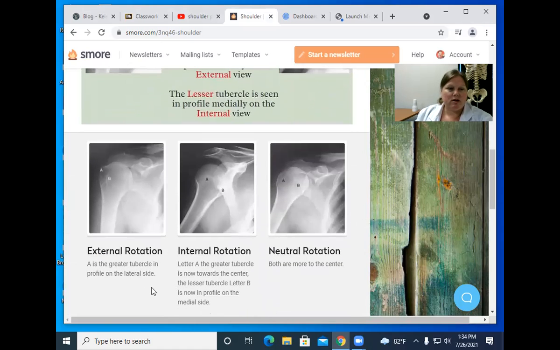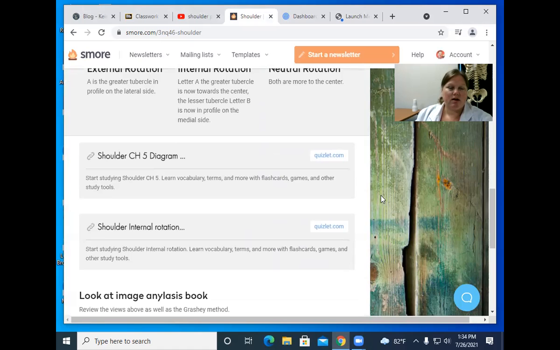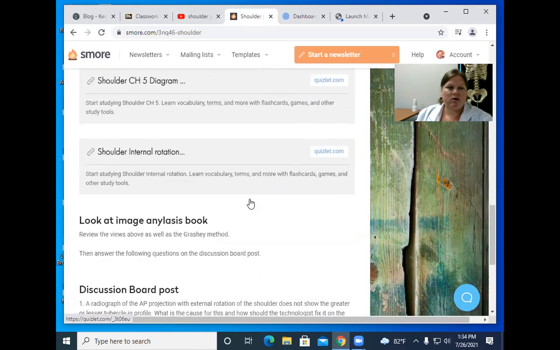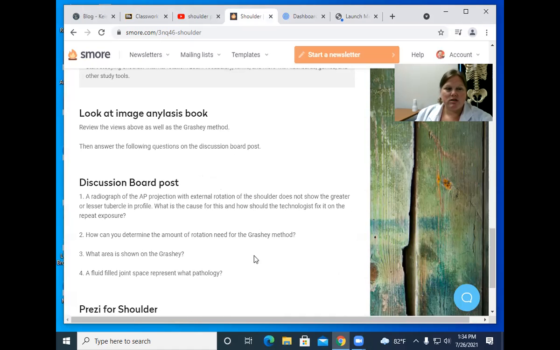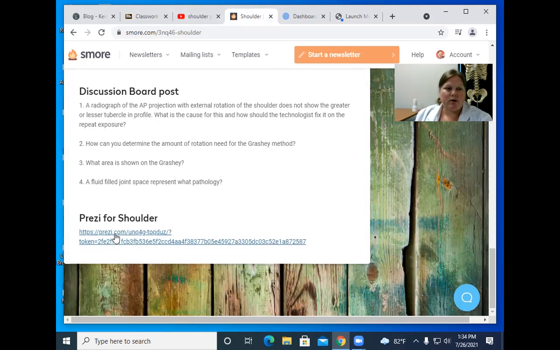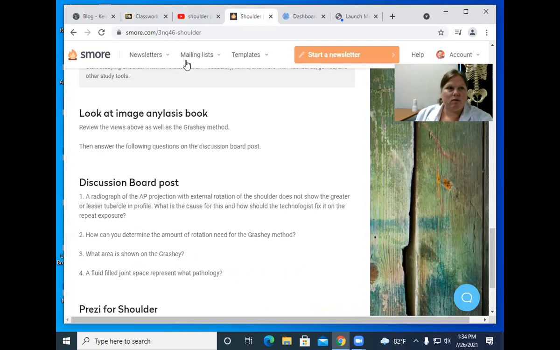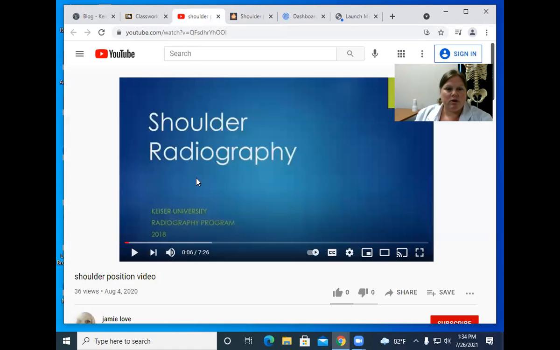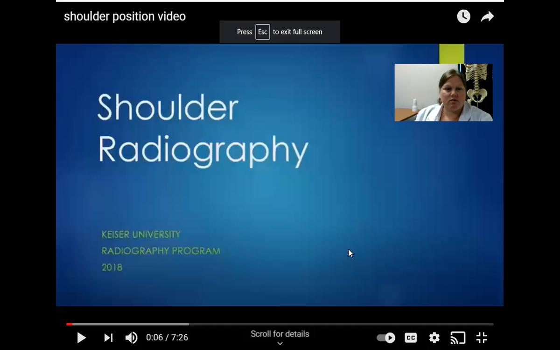Some more pictures of some radiographs. We have external rotation, internal, and neutral rotation. Have some Quizlet diagrams for you, some questions and discussion board things that we could do. Just ask yourself if you can answer these questions. That will help you on exams. And I have my presentation for the shoulder girdle that you can look through, pictures from the book. Here's our video of the shoulder.